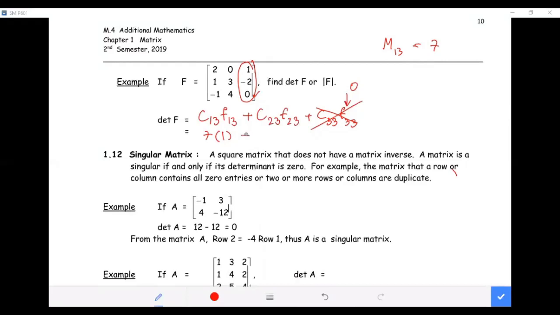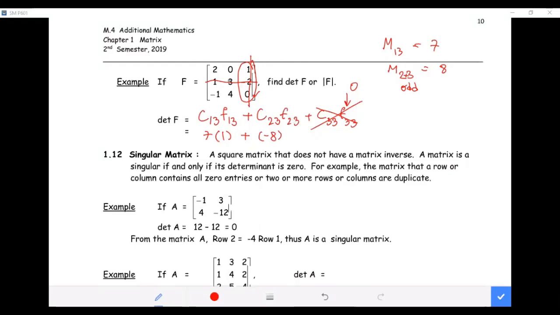Right. Next one, C23. Let's find M23. Cut it out like this, and then what you have left is 2 times 4 is 8, right? Cross down is 8. Cross up is 0. So 8 minus 0 is 8. And then this one, 2 plus 3 is odd. So you have to swap your 8 to -8 for your cofactor.